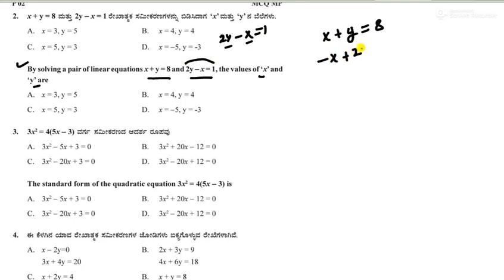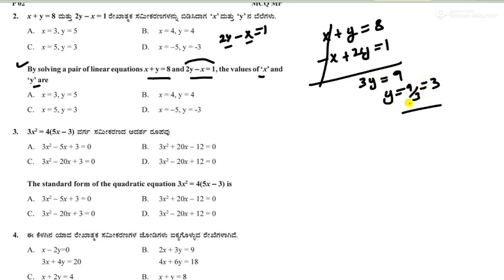Minus x plus 2y equals 1. This you have to keep in mind. So see, x and minus x directly get cancelled. Here y plus 2y is 3y, and 8 plus 1 is 9. So y is equal to 9 by 3, which is equal to 3.